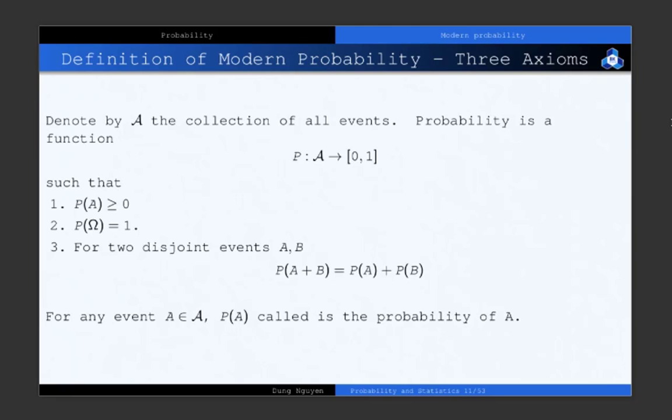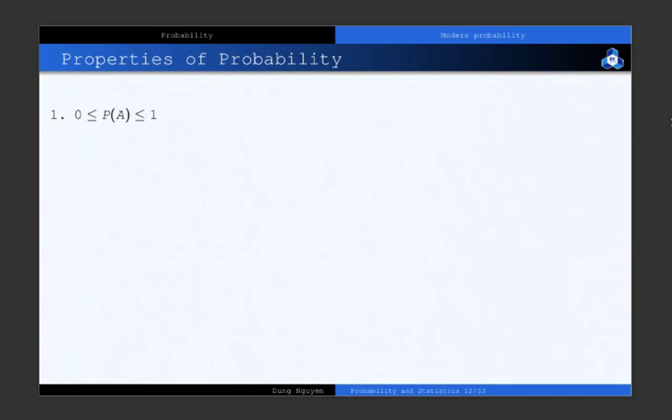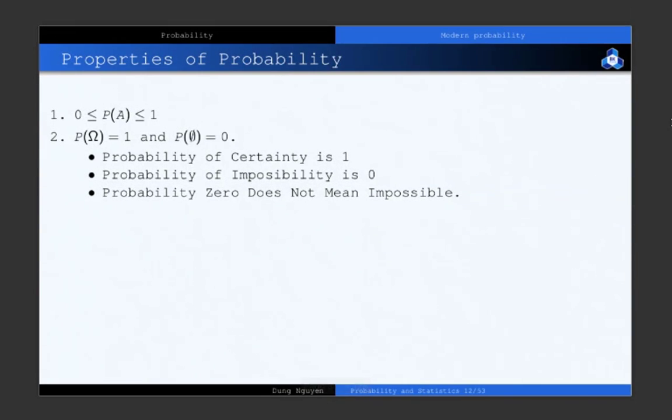For example, if A is the event that you pass the course and B is the event that you fail the course, then they are disjoint events because you cannot pass and fail the same course at the same time. For any event A, you call P(A) the probability of A. Properties of probability. Probabilities should be between 0 and 1, you knew that. And the probability of omega is 1.